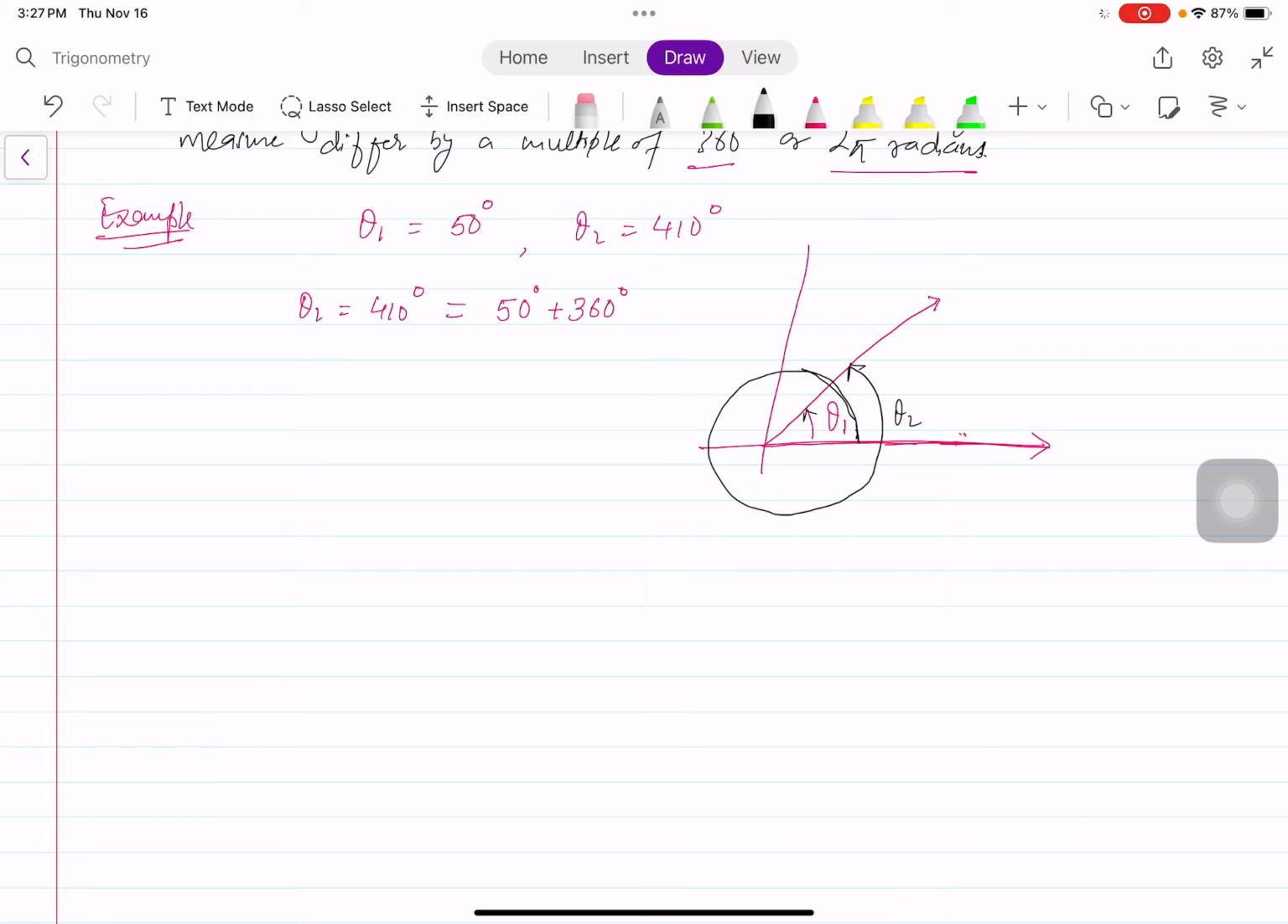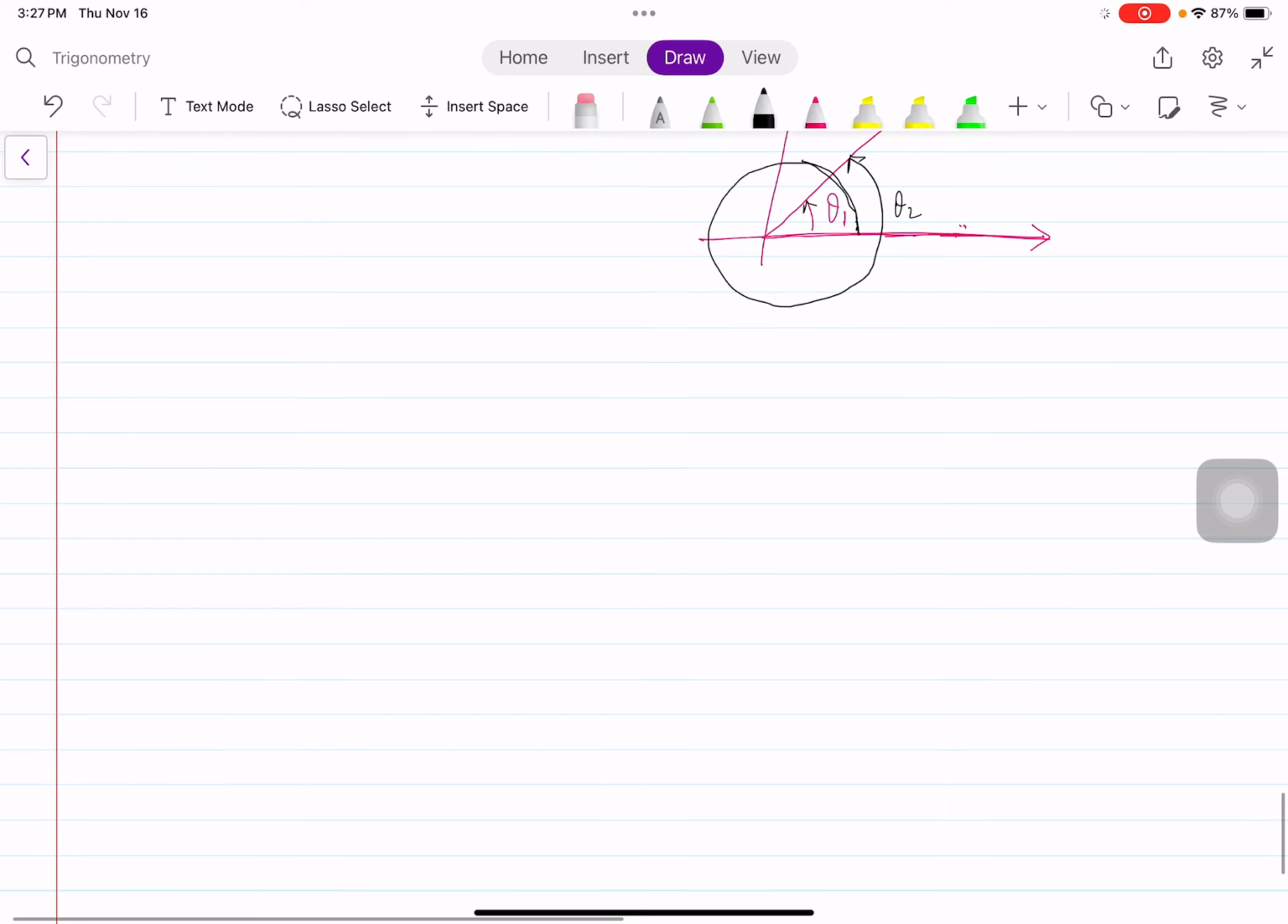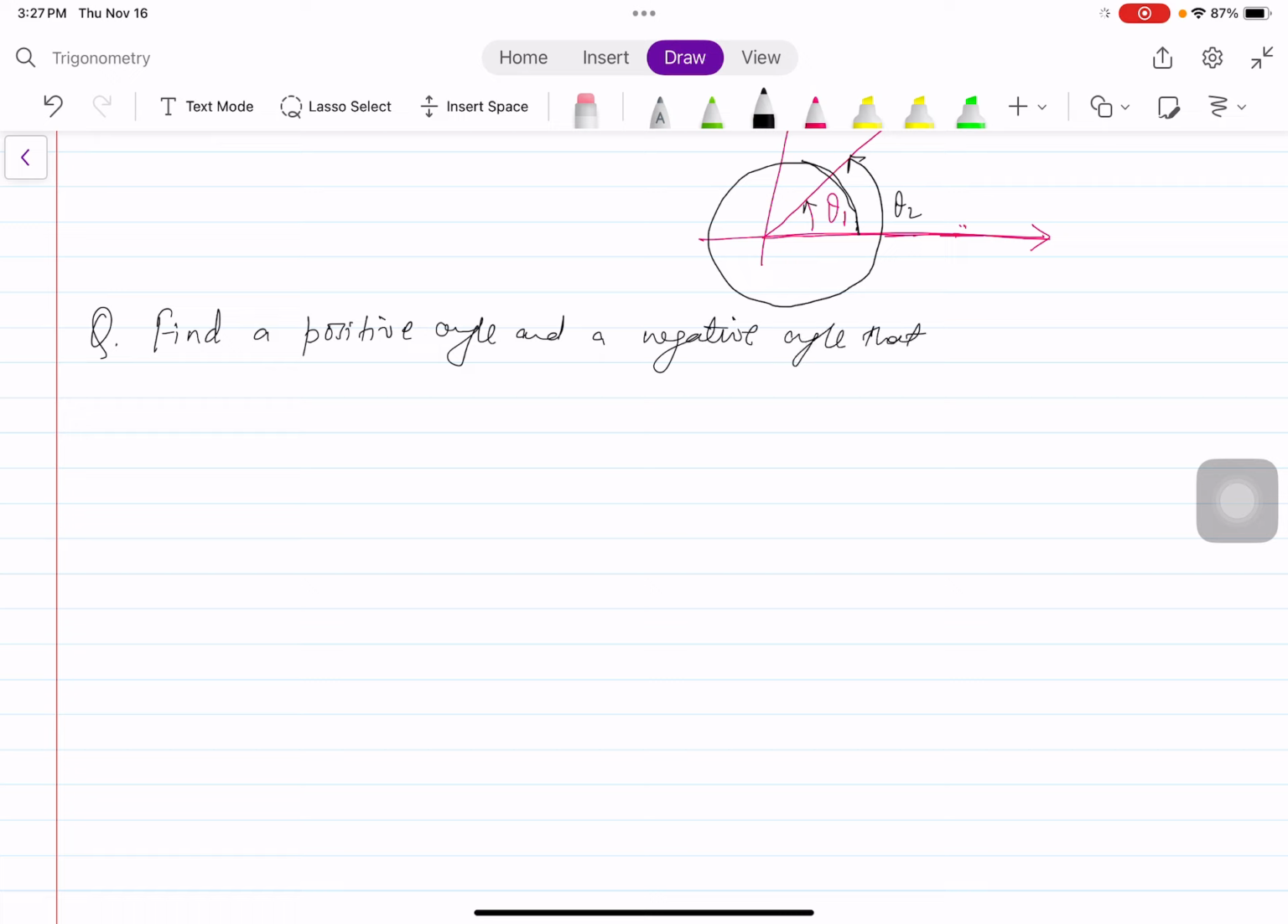So let's do a few problems related to this. Problem: find a positive angle and a negative angle that are coterminal to the given angle. So the first question: the given angle is 110 degrees.